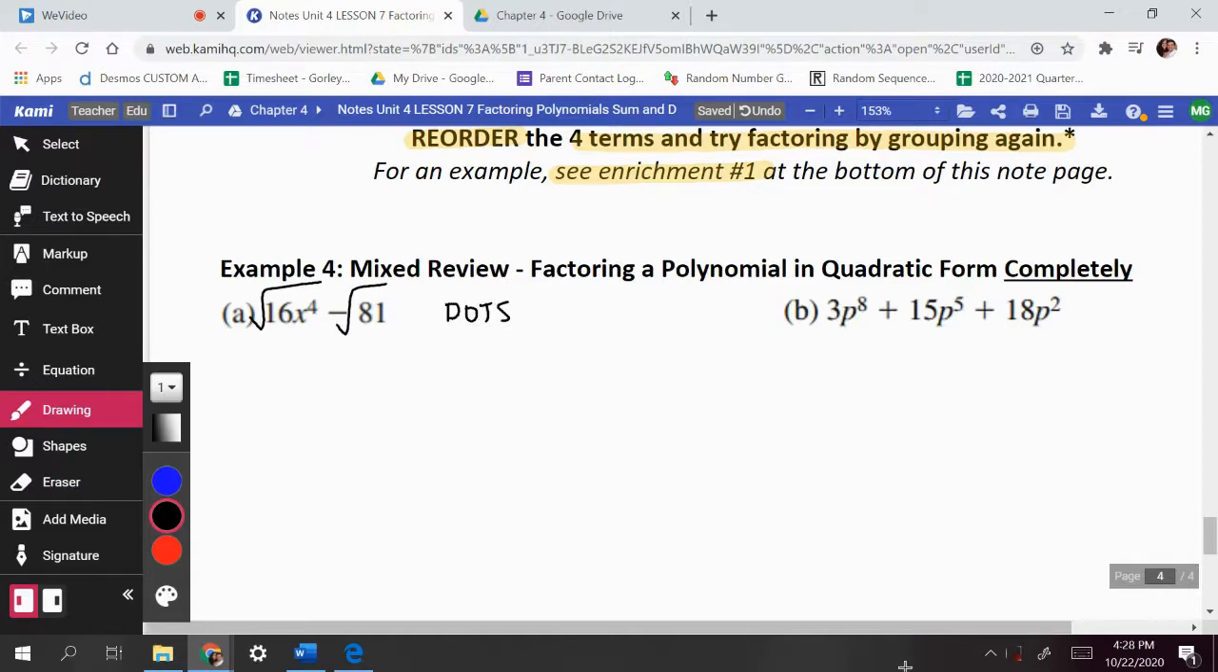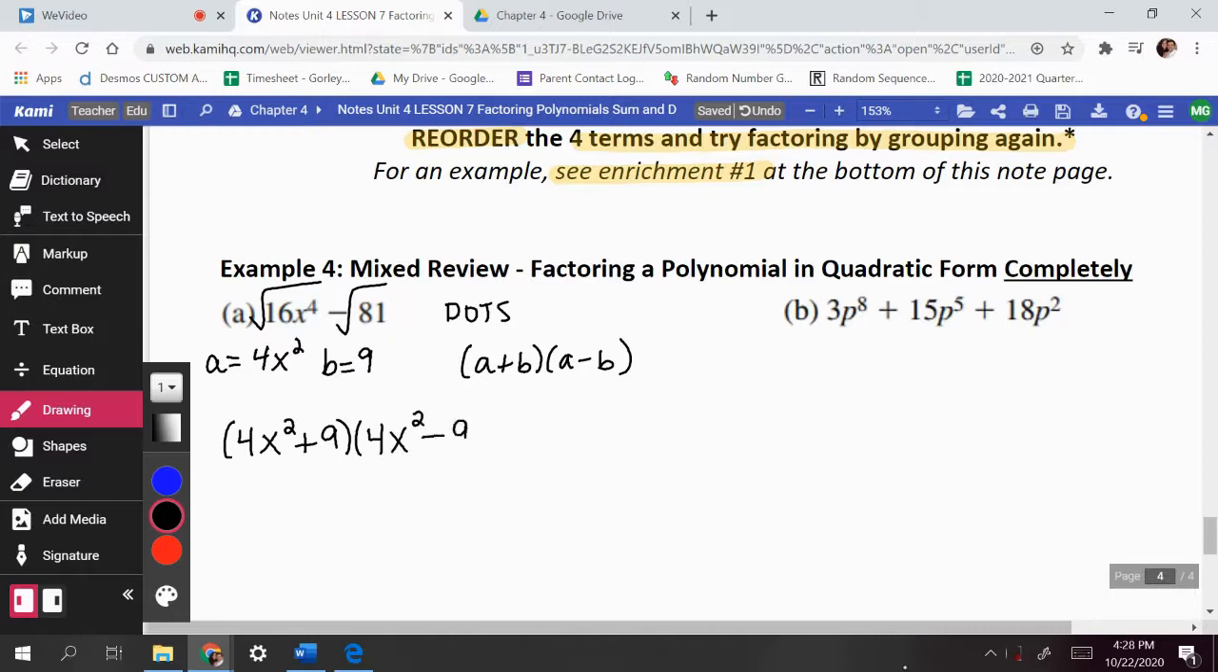What is 16x to the fourth a perfect square of? Well, 4 times 4 is 16, and x squared times x squared is x to the fourth. What is 81 a perfect square of? 9. Okay, so I'm going to make my a value 4x squared, and my b value is going to be 9. Right? Difference of two squares, we use a plus b, a minus b. So I'm going to have 4x squared plus 9, 4x squared minus 9.